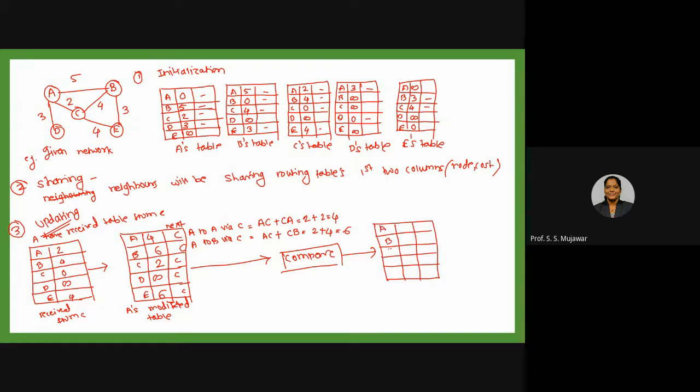A, B, C, D and E. 0, 5, 2, 3 and infinite. This we initialized earlier, and we are writing it here. Okay, this is A's old table. To reach this node, the cost is this, and we will mention the next hop. Next hop, here all of them were directly connected, so no need to write anything here.